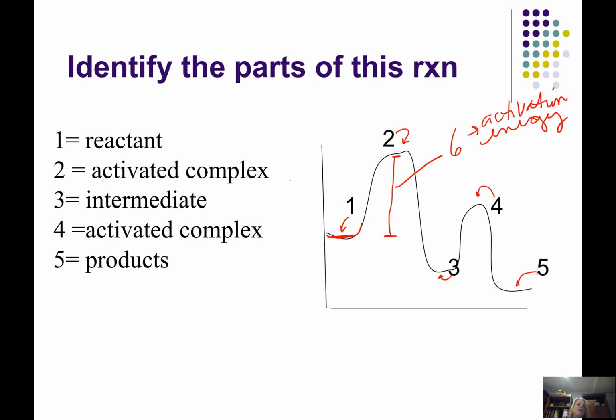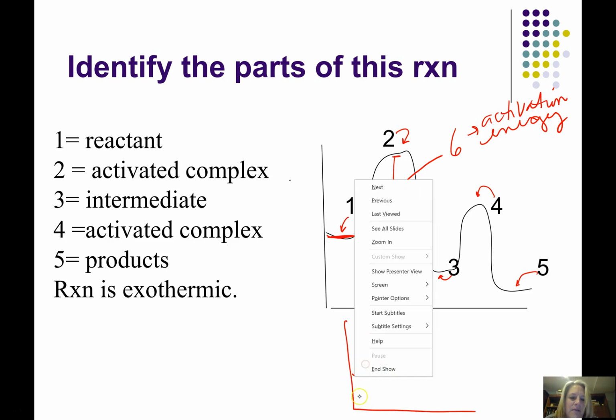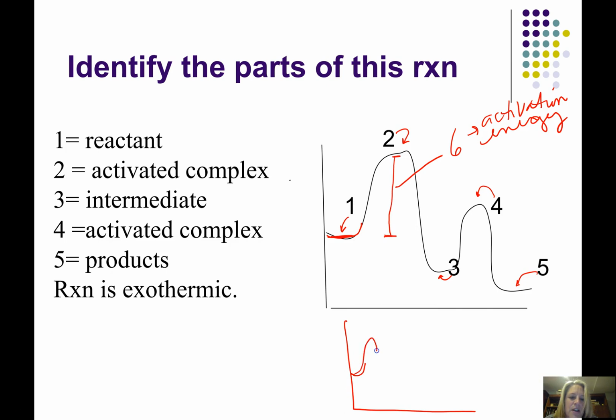Is this an endothermic or exothermic reaction? Well, dang it. It's another exothermic. Let me draw what an endothermic reaction would look like, just in case you've forgotten. So if I have an endothermic reaction, those are really lovely bumps. But so here are my reactants, and here are my products. So the products are higher in energy than the reactants. So that's just really ugly, isn't it?